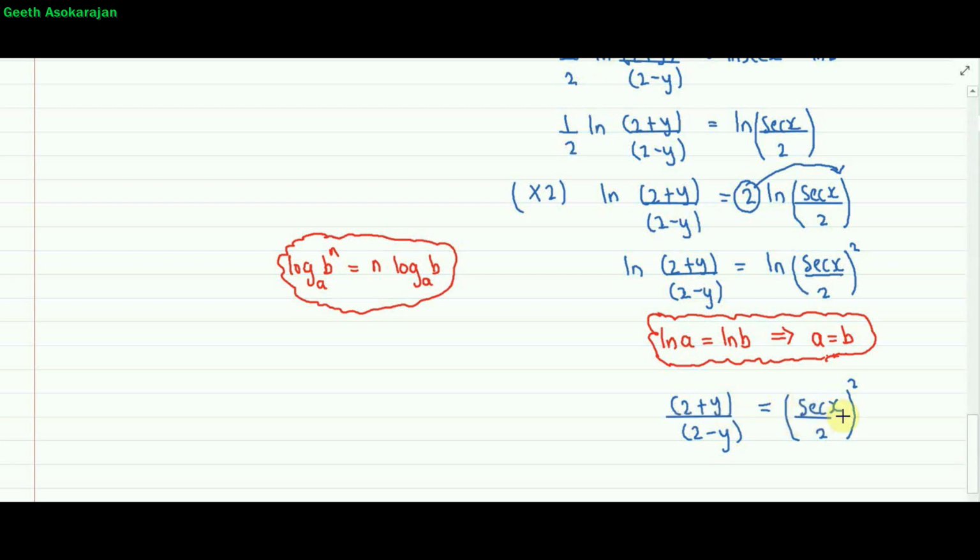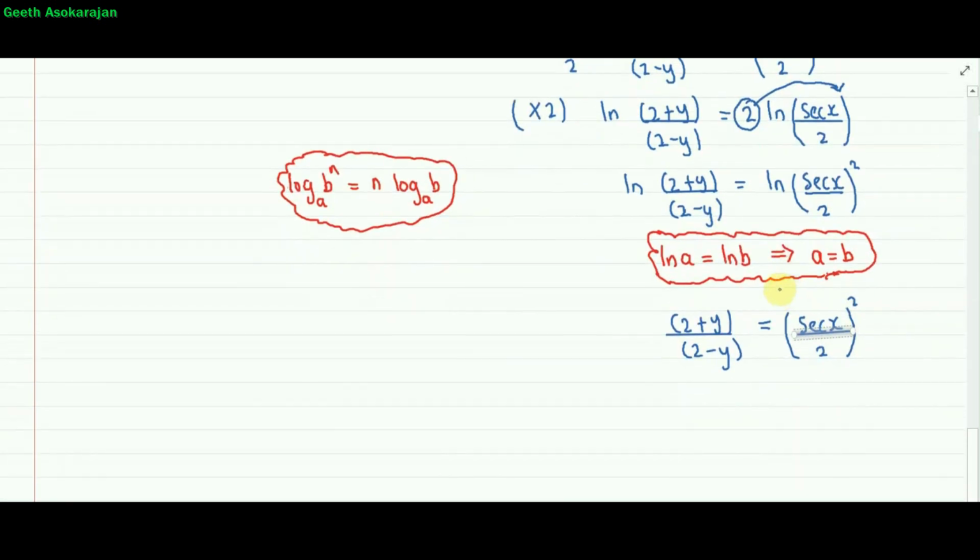Now according to the question, we need to write this in terms of sec squared x. So let me get rid of the brackets on the right primarily. I've got 2 plus y over 2 minus y on the left. Sec x squared is the same as sec squared x on top, and 2 squared on the bottom is 4.